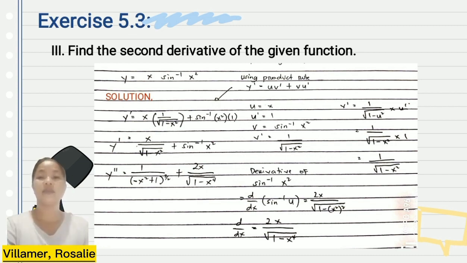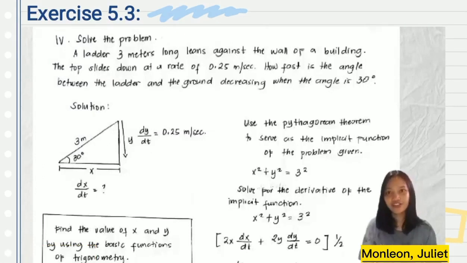The second derivative is equal to 1 over negative x squared plus 1 raised to 3 over 2 plus 2x, which is equal to the square root of 1 minus x squared.